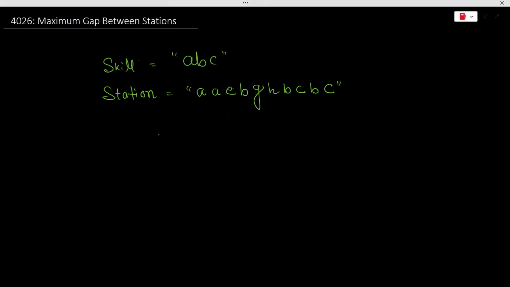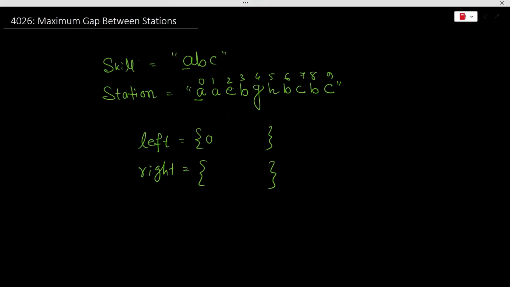So let's create two arrays. One is left and one is right, both of the same size as the skill size. For this case, it is 3. Now assign the station from left. For A, we find the first A over here. This is the first one, so it will be index 0, right? Numbering the indices: 0, 1, 2, 3, 4, 5, 6, 7, 8, and 9.